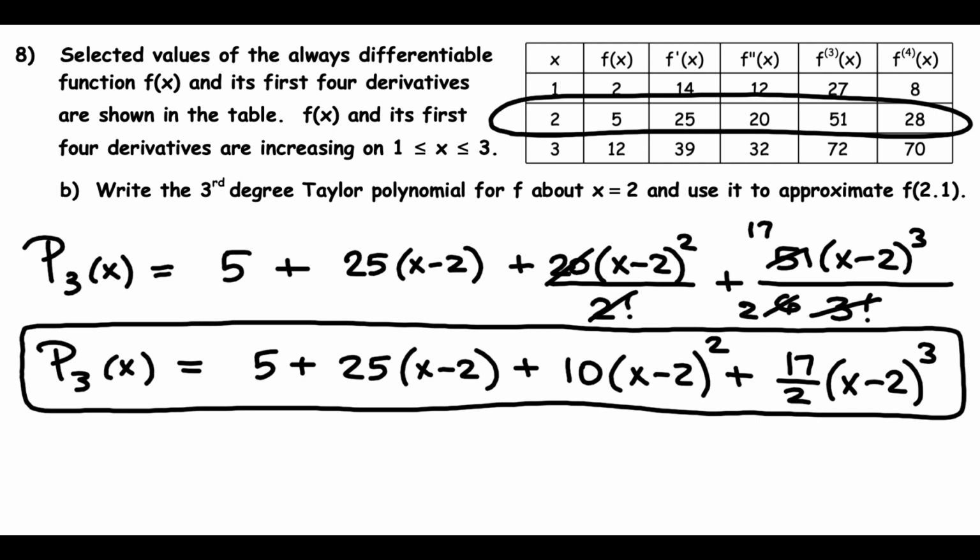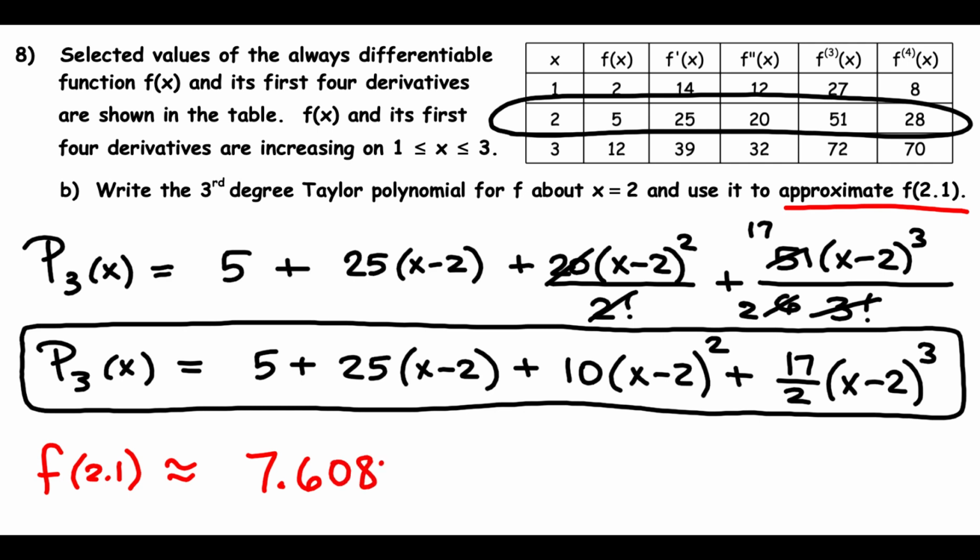And we want to use this polynomial to approximate f of 2.1. Well, I probably don't need to tell you that I'm using a calculator here. I'm not going to do this by hand. When I put that in, I got 7.6085.